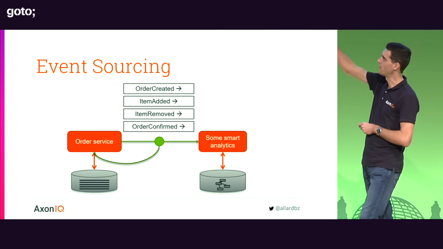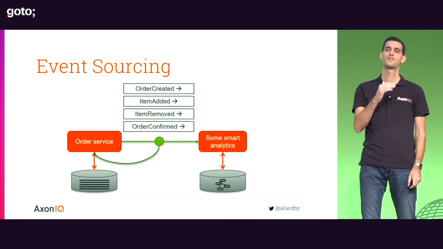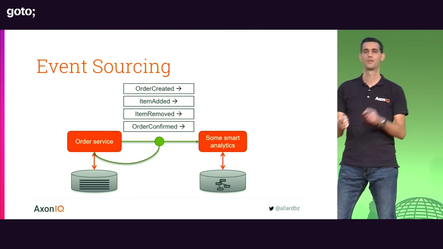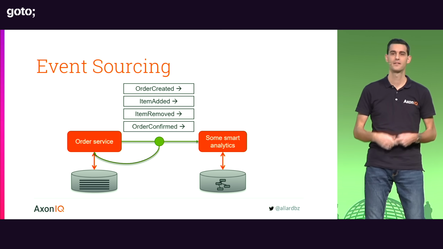So instead of having a model, that order service would just store its history. It would just store all the steps that it took to get to the current state. And that way you can guarantee that everything you emit is true.